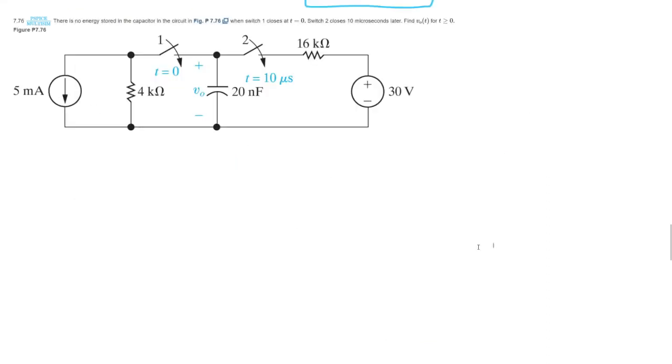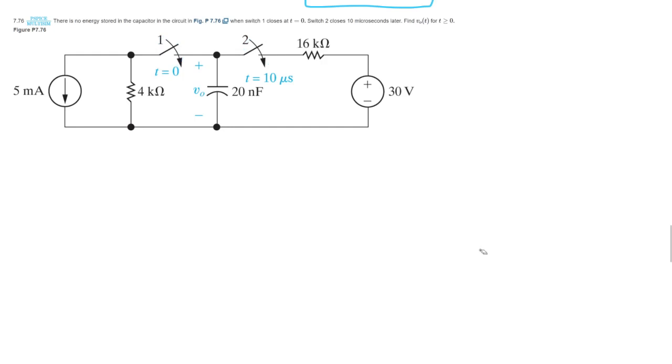Okay, so for 7.76, we're going to come back to capacitors just for a moment. Now, don't be intimidated by the double switches. Two switches just means that we have to analyze two different circuits, basically.